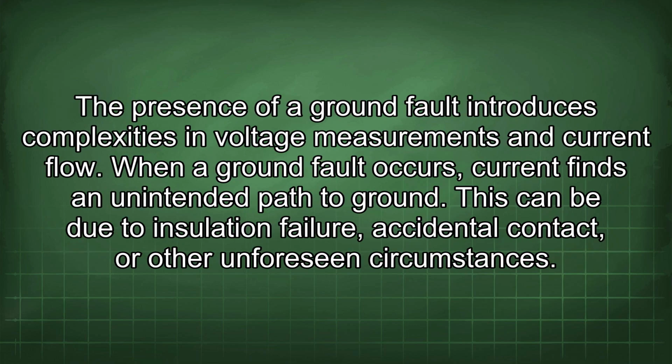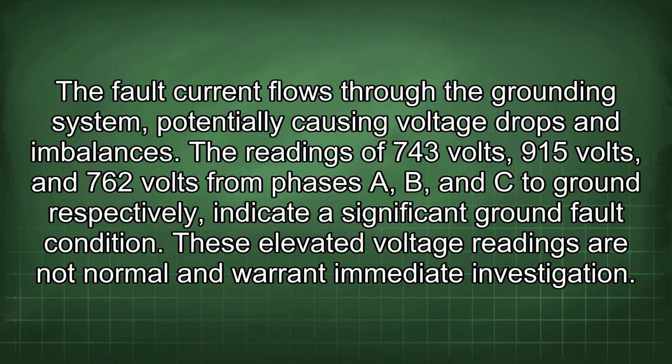The presence of a ground fault introduces complexities in voltage measurements and current flow. When a ground fault occurs, current finds an unintended path to ground. This can be due to insulation failure, accidental contact, or other unforeseen circumstances. The fault current flows through the grounding system, potentially causing voltage drops and imbalances.